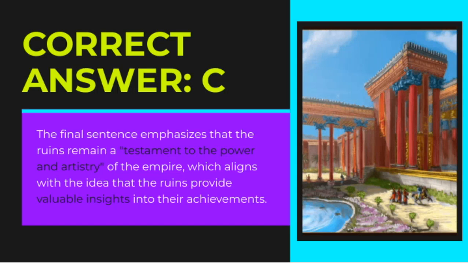The final sentence really underscores the enduring significance of these ruins. It emphasizes that they are a testament to the power and artistry of the empire. This means that even today, these structures stand as a powerful reminder of what the empire was capable of achieving. It aligns perfectly with the overall idea that these ruins give us valuable insights into their accomplishments.